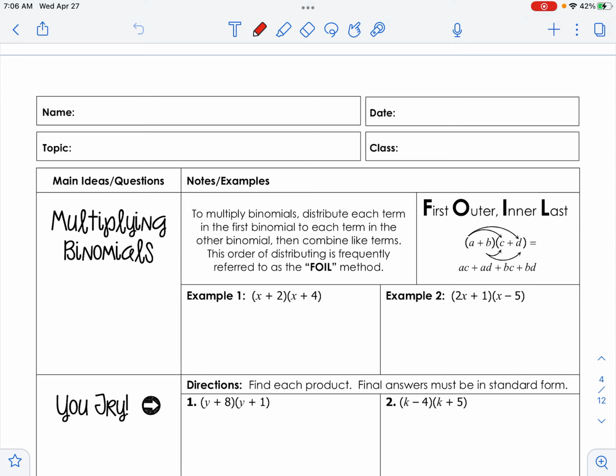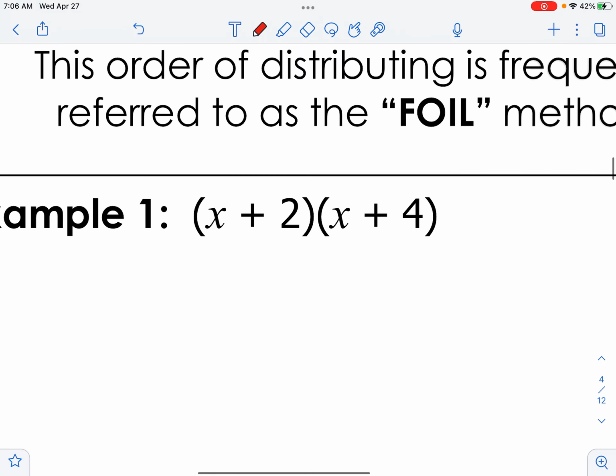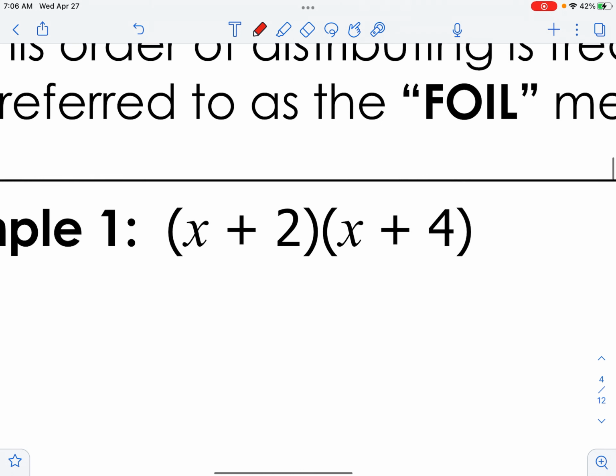So an old school method here from back when Mr. Warner was in school is called FOIL. If you ask your parents, they probably remember what FOIL is. Okay, so I'm going to demonstrate that method. I'm also going to demonstrate another method for you. So FOIL means first, outer, inner, last.